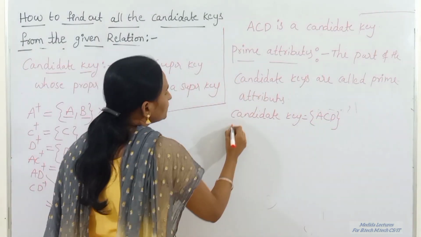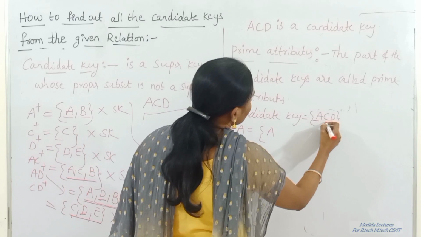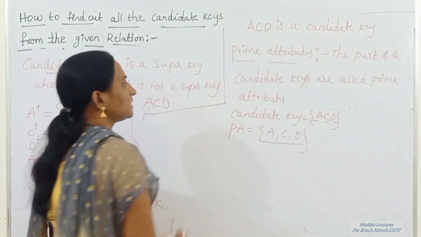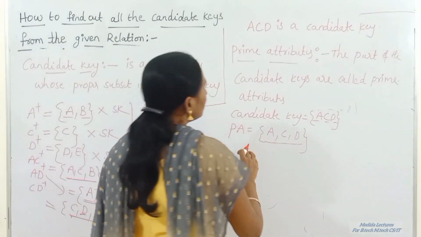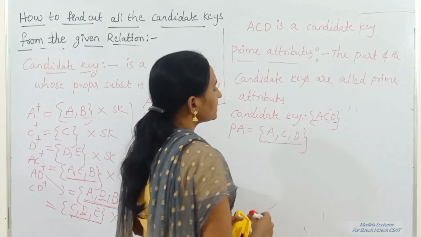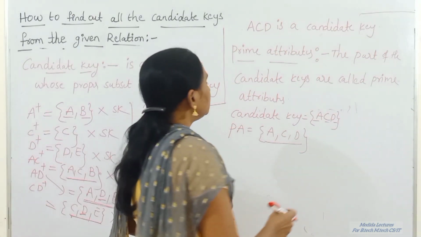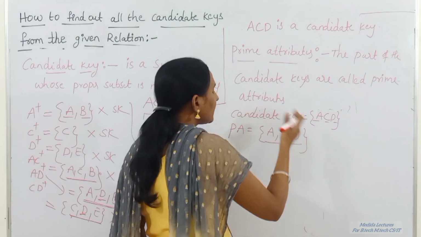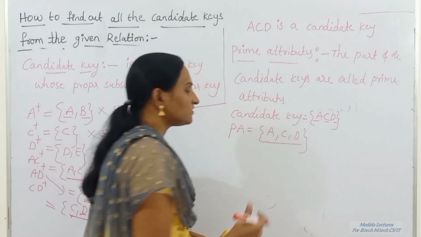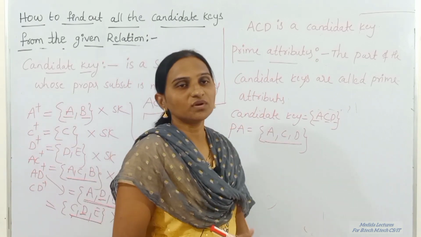So what are the prime attributes? Here prime attributes are the parts of the candidate key ACD. So these are the prime attributes. After finding the prime attributes, now we need to check whether these prime attributes are available on the right hand side of the functional dependency or not. If the prime attributes are available on the right hand side, then we will get more candidate keys. Otherwise, we cannot get more candidate keys.